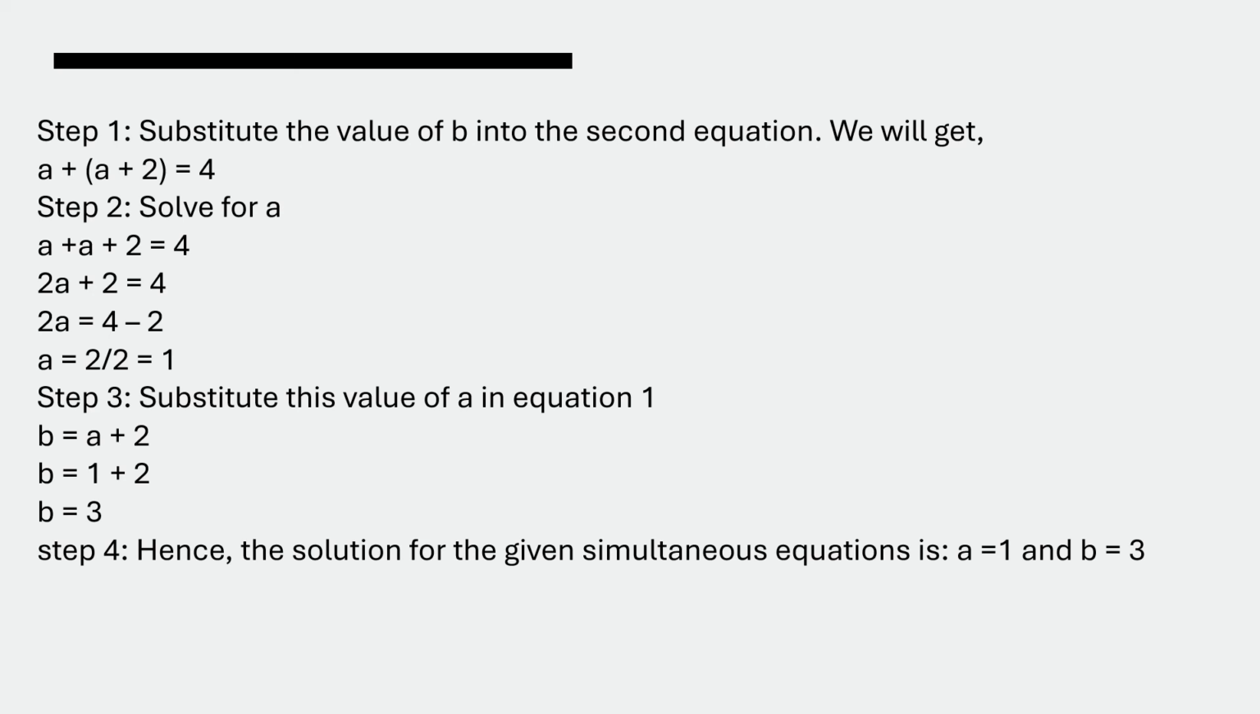So the next step is that we have to find the value of a. By opening the bracket, what we will get is a plus a plus 2 is equal to 4. So 2a plus 2 is equal to 4. So 2a is equal to 2, and the value of a will be 2 divided by 2, that is 1. We now know the value of a, which is 1. Just substitute the value of a in the other equation. So we have taken the equation b is equal to a plus 2. Substituting the value there, b is equal to 1 plus 2. So the value of b we have received is 3. So the solution for the simultaneous equations is a is equal to 1 and b is equal to 3.